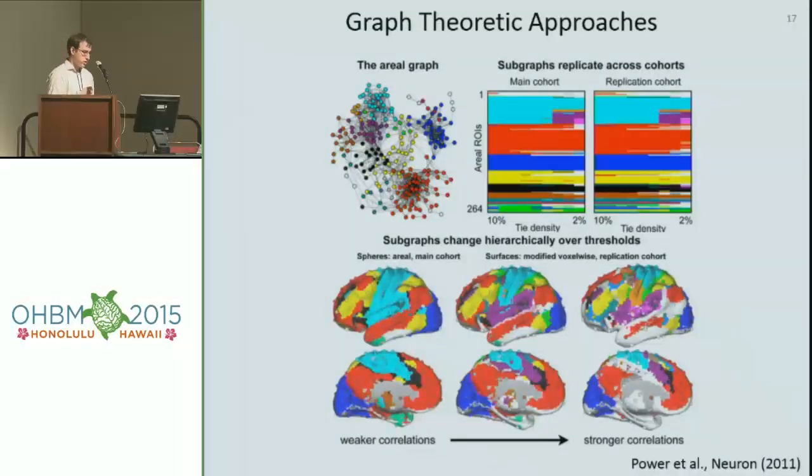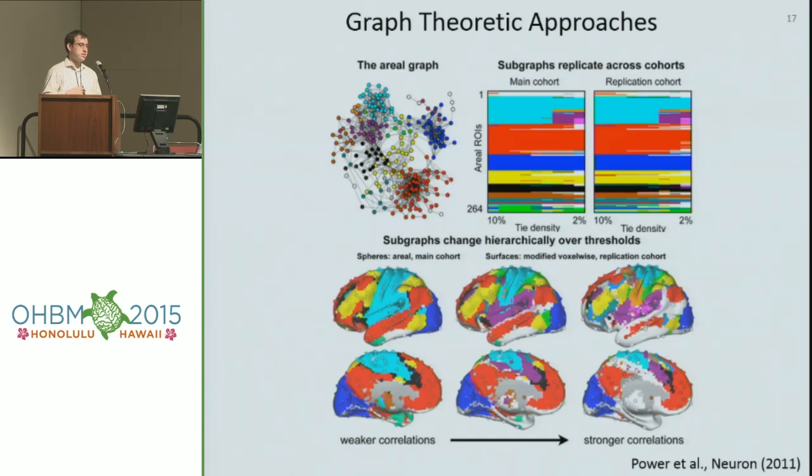So we also see this with graph theoretic approaches. To form a graph out of the data, we essentially look at the correlation matrix and apply some threshold and binarize the matrix into a graph. So if you use a very low threshold, then you'll have lots of connections. So you'll have a very high tie density. And at a very high tie density, you find very large regions because the modules that a modularity detection algorithm would find would be large clusters.